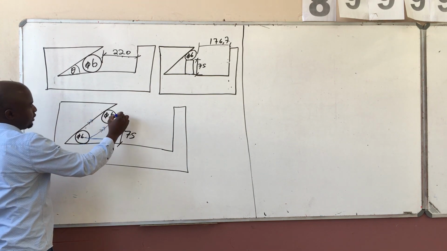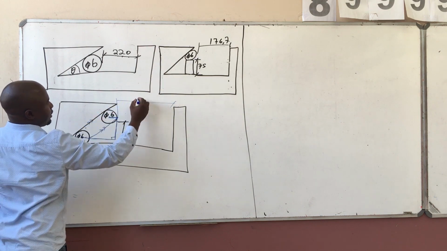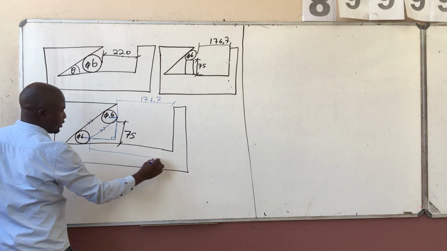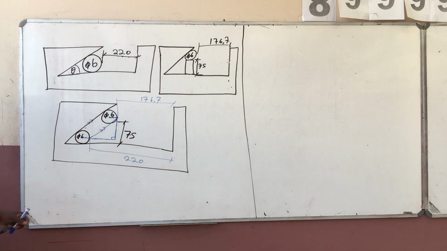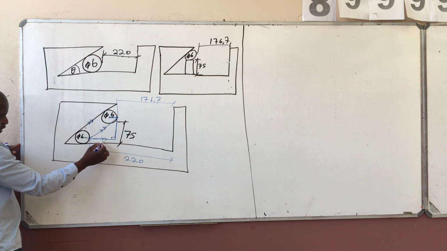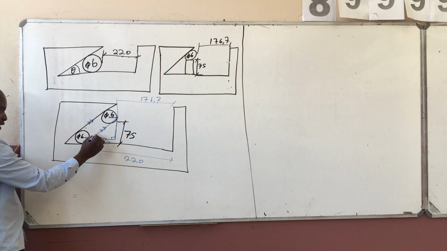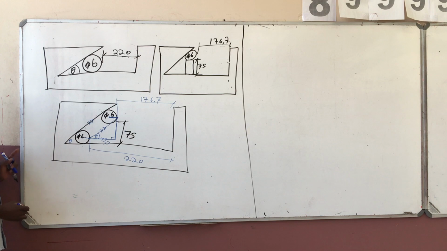Checking this distance from there to there, the upper one is 176.7. The bottom one from there to there is 220. I have a triangle, as this line is parallel to this line and this line is parallel to this line. That means this angle here is the same as that angle. If I can calculate that angle, I also know the magnitude of that angle.